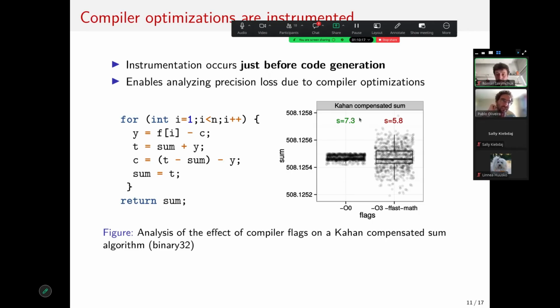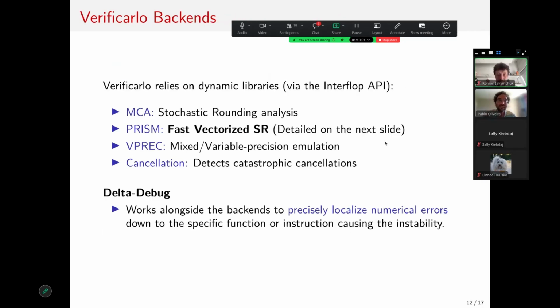7 decimal digits, and this is in float precision, so it's quite good. And if we activate fastmath, we break the compensation term, and you can see that we lose 2 digits of precision. Okay, so what kind of backends do we have?